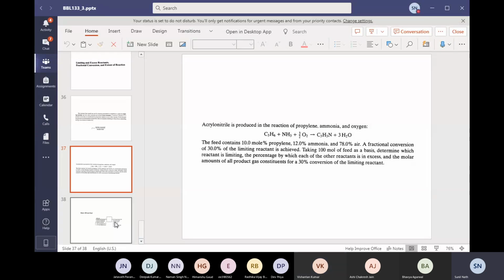Now identify all the streams in the output. I mean, there's only one stream. Identify all the components in that stream. So it'll have all the components, right? Like propylene, ammonia, oxygen, then nitrogen also, and then the products, water and the other product. All of them are there.